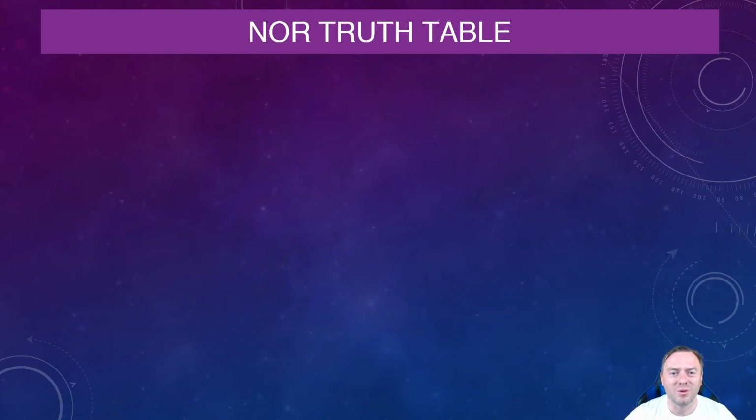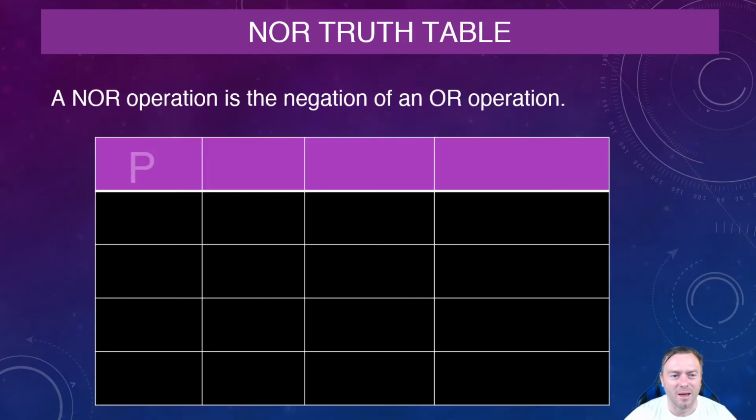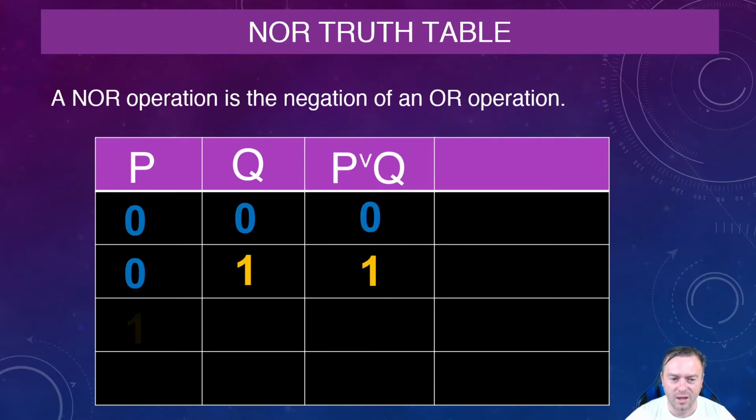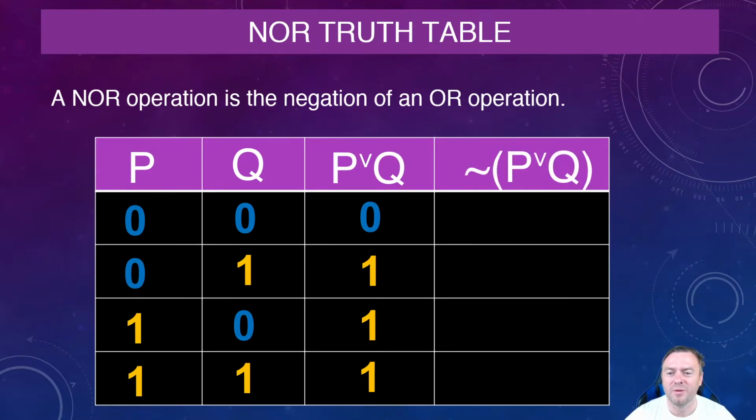So then when we do NOR statements, exactly the same pattern happens with that. So we've got PQ and then P or Q. Again, the unique case is the first row. So that's where it's a 0. And then if we do the NOT of P or Q, everything flips. So then it basically means that that becomes a 1 up the top there.